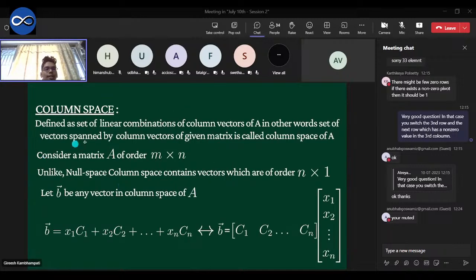And similarly, we have another space, which is the column space associated with a matrix, defined as the linear combinations of the column vectors of A. In other words, the set of vectors spanned by the column vectors of the given matrix.